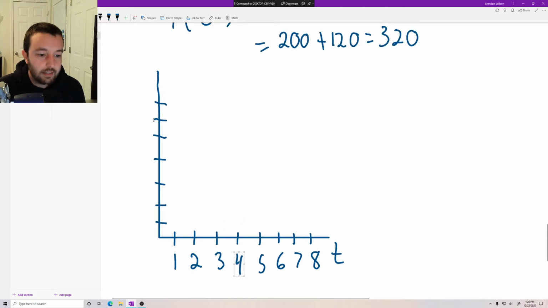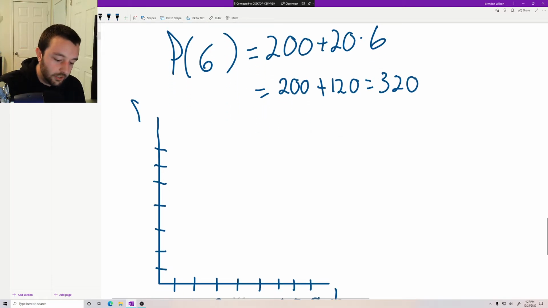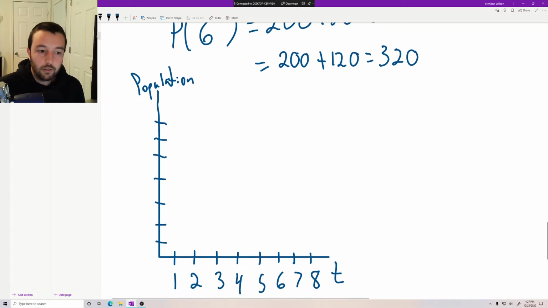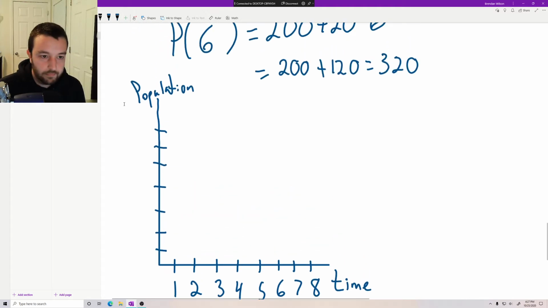And then on the y-axis, in college algebra, it'd be called the y-axis, like if you're using y equals mx plus b. On the vertical axis, though, more generally, we have what's called the dependent variable. This is the output of your equation, the number that you're getting out once you put a number in. So that's going to be your P of T here, which we can just write as population. Or you can also just write time if you don't want to write T. Doesn't matter.